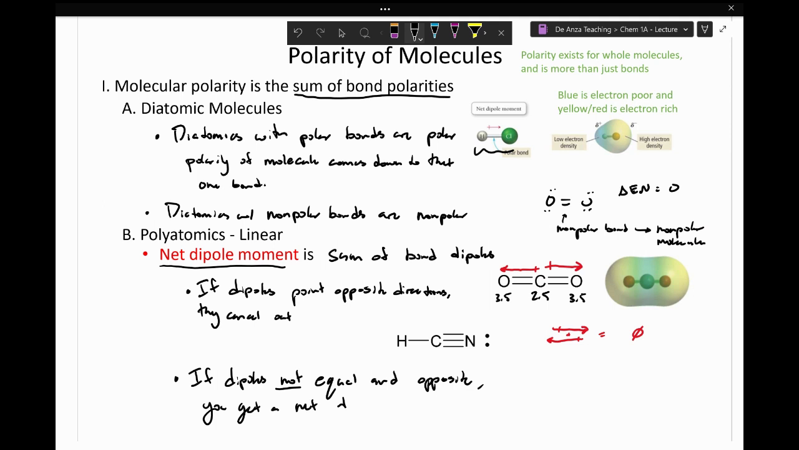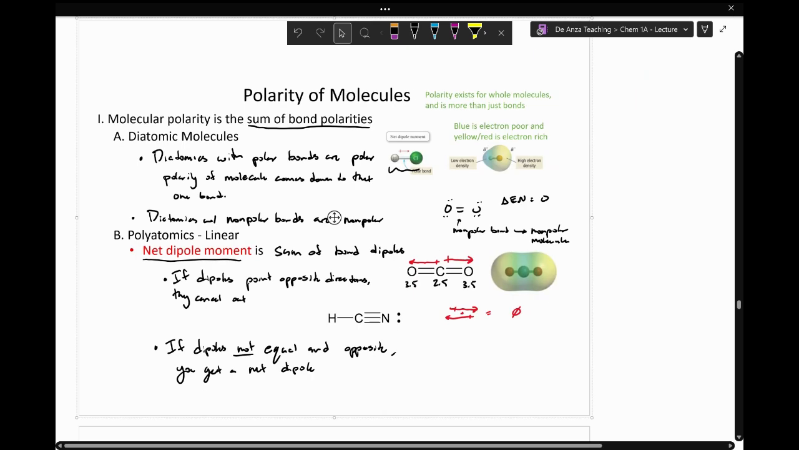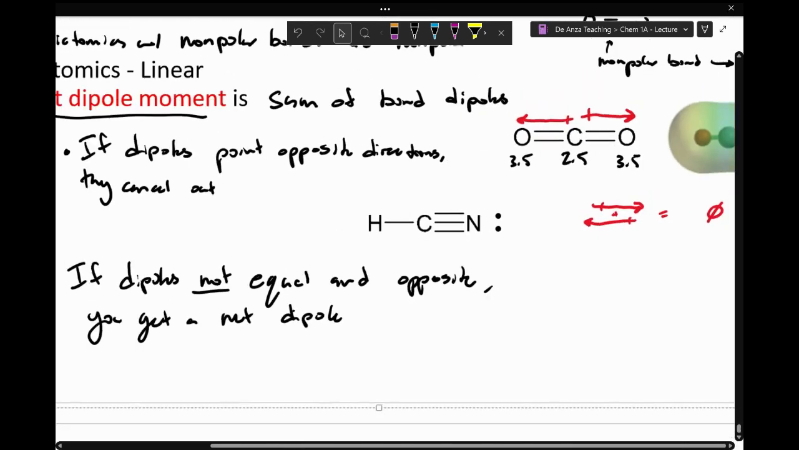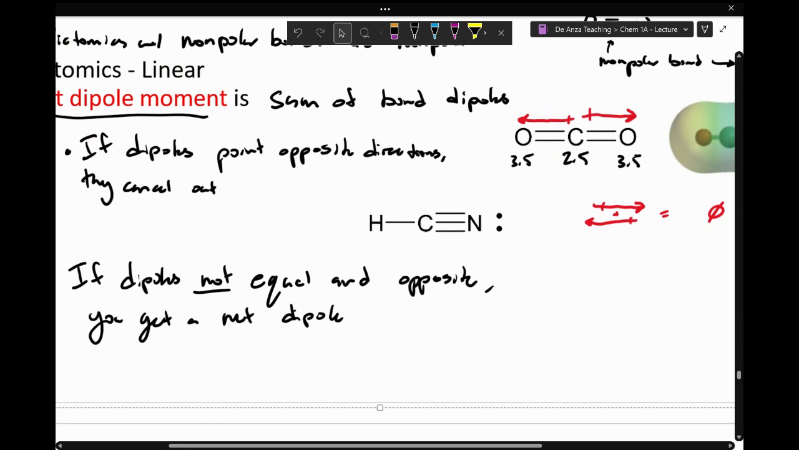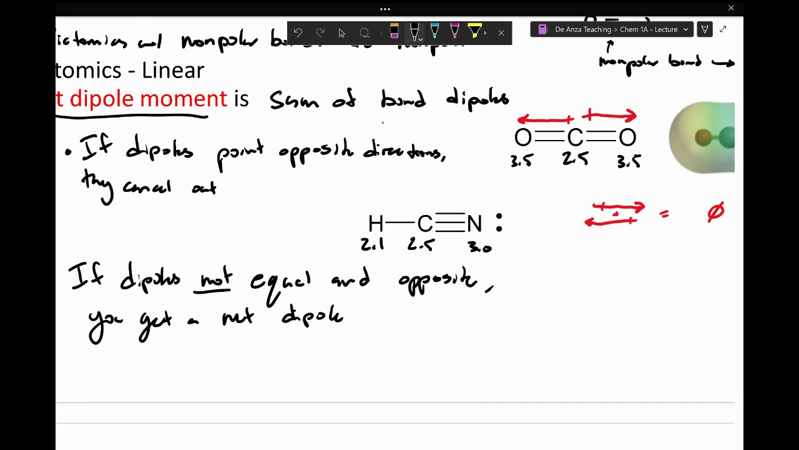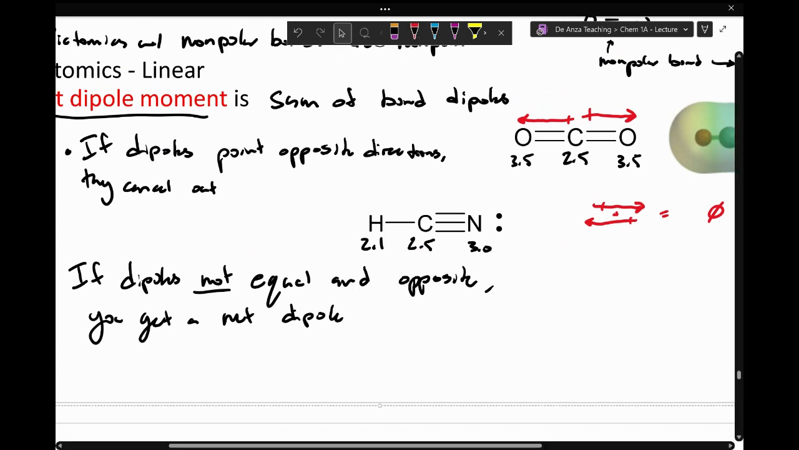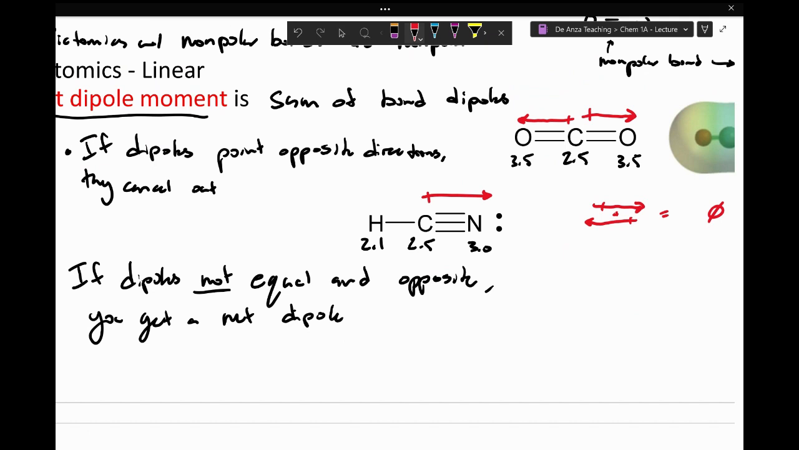And so we have the example of hydrogen cyanide here, where if we draw in and put in our electronegativities, hydrogen is 2.1, carbon is 2.5, and nitrogen is 3.0. We have that the carbon-hydrogen bond is technically nonpolar. And so we don't really have to show that one. So we actually only have one polar bond here. But if we were to have drawn in the dipole for the carbon-hydrogen bond, it would point towards carbon.